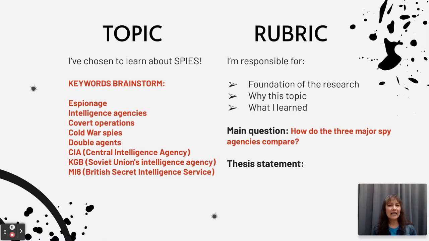So first I did a keywords brainstorm, and I came up with several keywords when studying about spies, and you can see them here. And my main question is how do the three major spy agencies compare? Because as you can see, the CIA, KGB, and MI6 all came up in my initial research when I was brainstorming keywords.